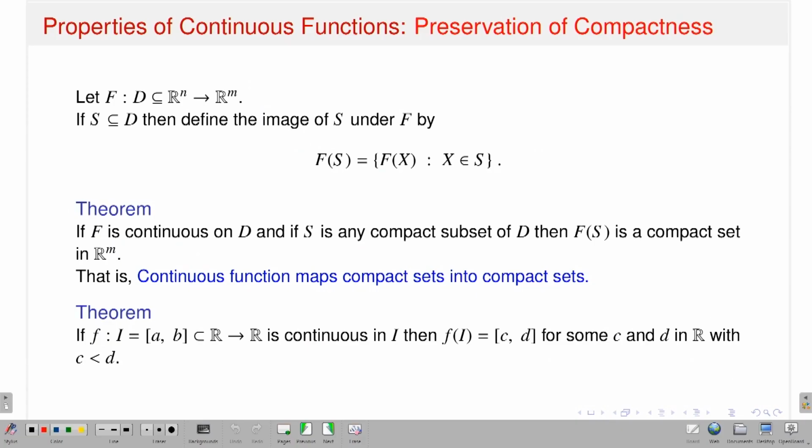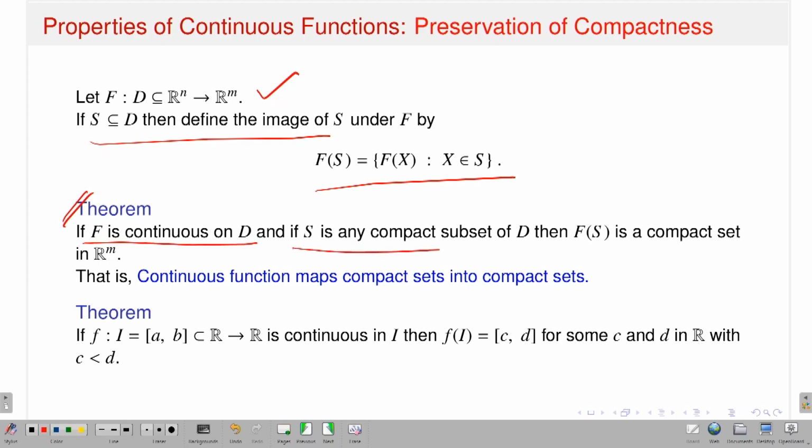Now what will happen for the case of compact sets? Again, if I start with the function capital F from D subset of Rn to Rm, and a set S subset of D, this is my image set. This is again a nice theorem. It says that if capital F is continuous on D and S is a compact subset of D, then f of S, the image set, is also compact in Rm. So continuous functions map compact sets to compact sets. That is the interplay between continuous functions and compact sets, and earlier it was continuous functions and connected sets. If I take a compact set in the domain, then the image is also compact.